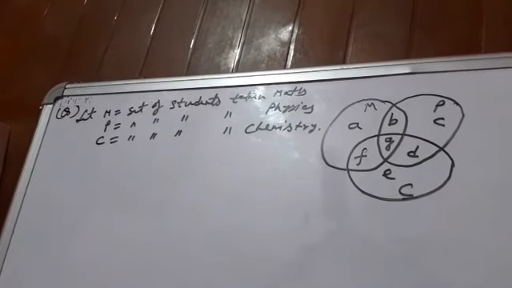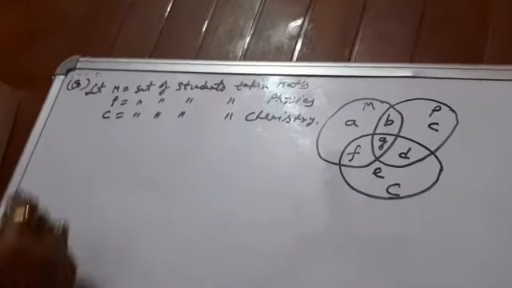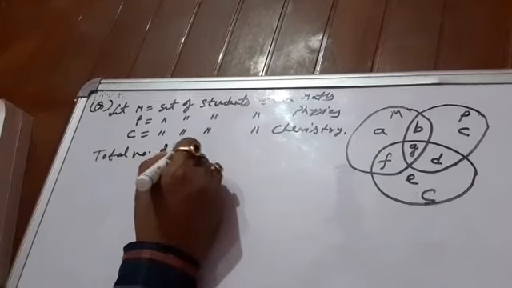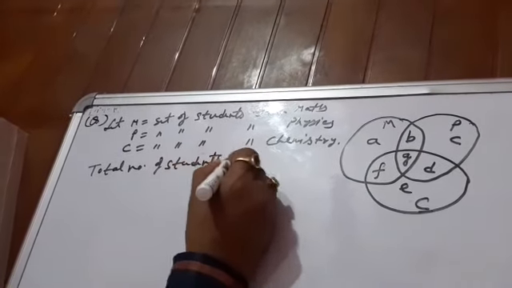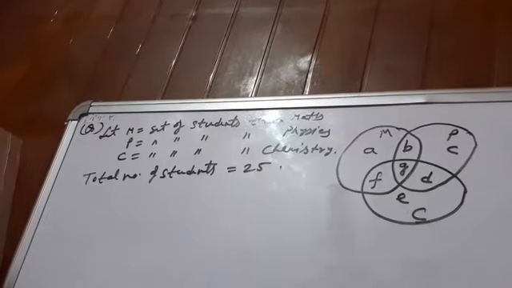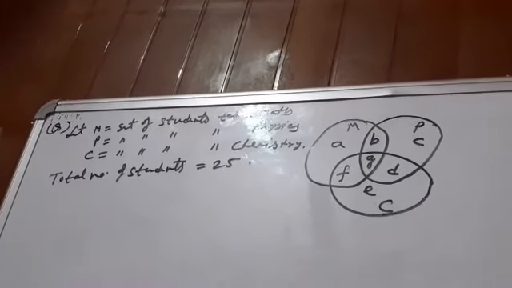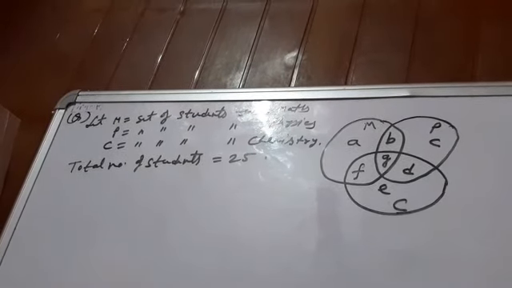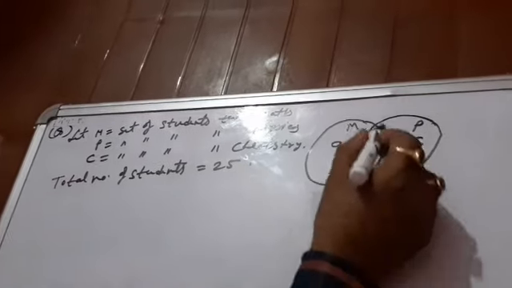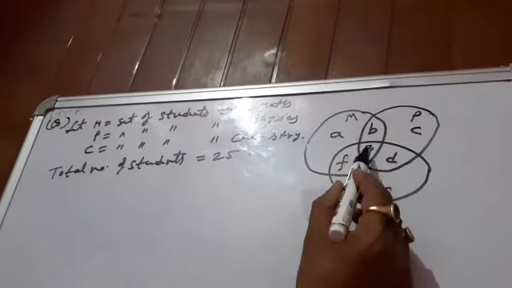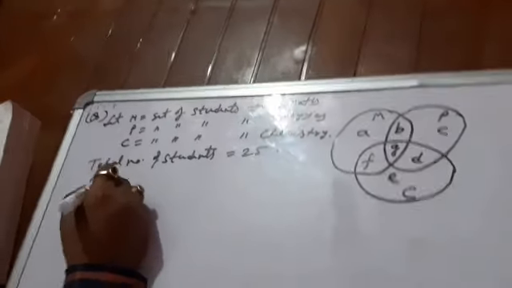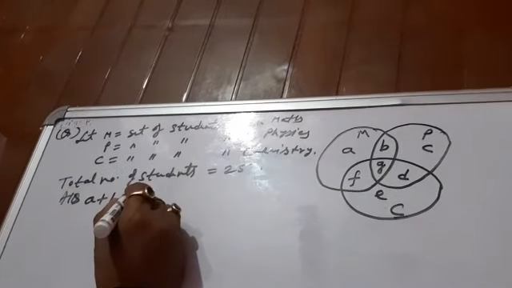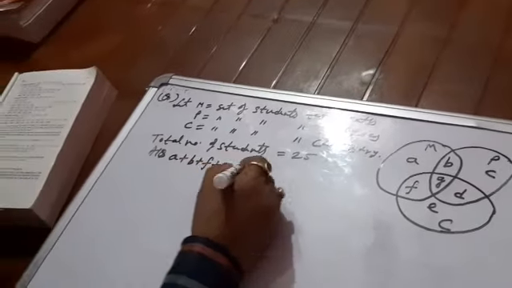Now listen, here it is given, in a survey of 25 students, means total number of students is equal to 25. Now let us see. It was found that, listen carefully, 15 have taken mathematics. What are the portions for mathematics here? A, B, F, G. Write down according to the question here. A, B, you have to write serially, calculation will be easy. A plus B plus F plus G is your 15.